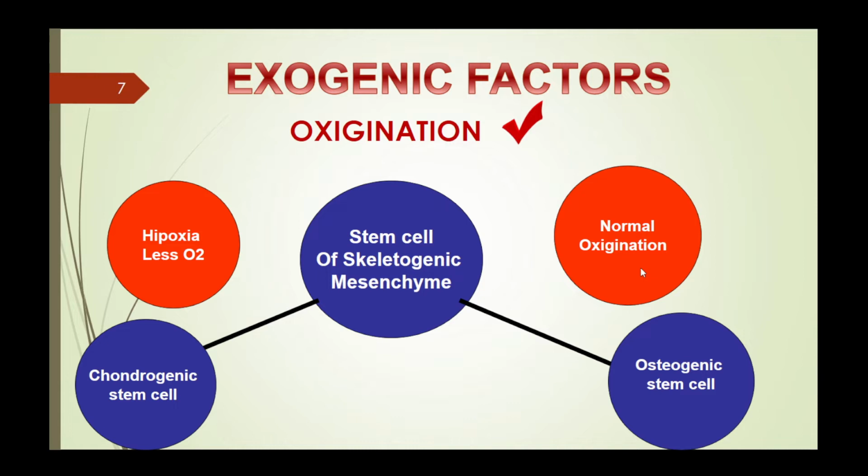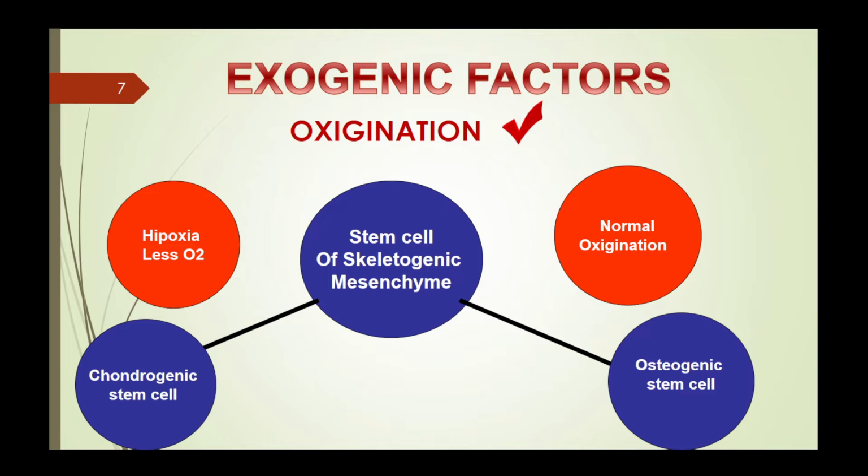In another condition, after 8 weeks, in the 9th week and later, normal oxygenation starts, as a result of completing placentation. Through the placenta, oxygen actively migrates, and this oxygen plays the key role in the stimulation and initiation of formation of osteogenic stem cells.